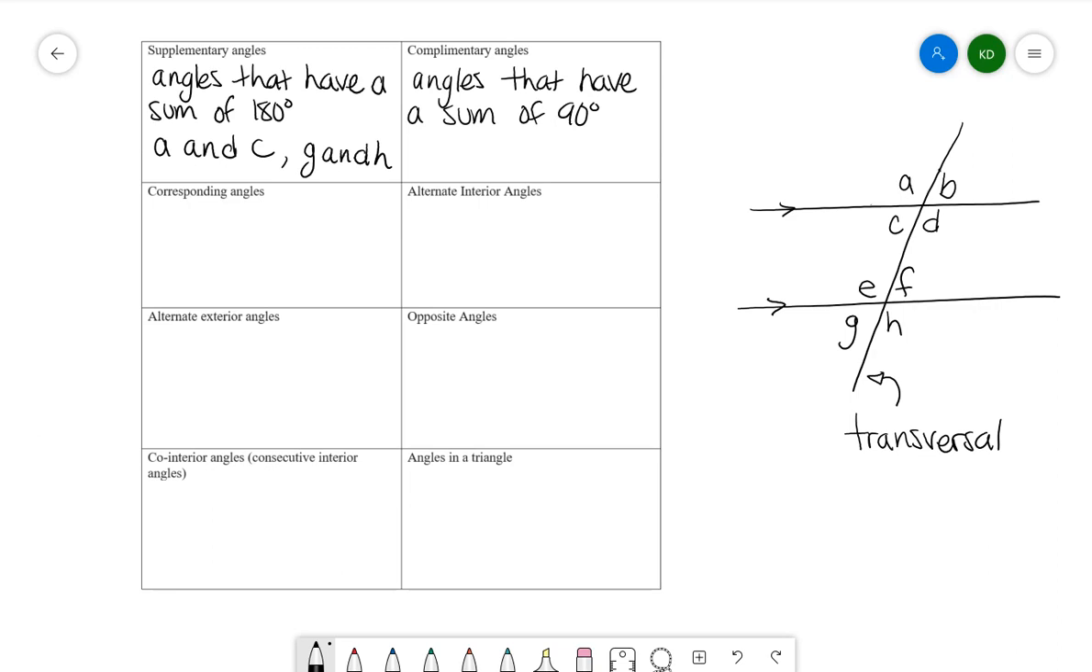Corresponding angles are angles that are in the same section of the intersection of the transversal with the parallel lines. It's easier to just talk about as an example. A and E in my diagram to the right are an example of corresponding angles. A is in the top left corner of this intersection. E is in the top left corner of that intersection. If two lines are parallel, then A and E will have to be the same.